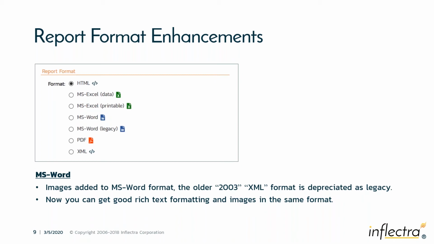And the reason why we have the legacy format around is there is still a limitation in Microsoft Word. If you're using Microsoft Word 2003 or older, you won't get the images in the new format, only in the legacy format. But if you're using Microsoft Word 2016 or later, or MS Word 365, then you can just use the new MS Word report and get everything in one.